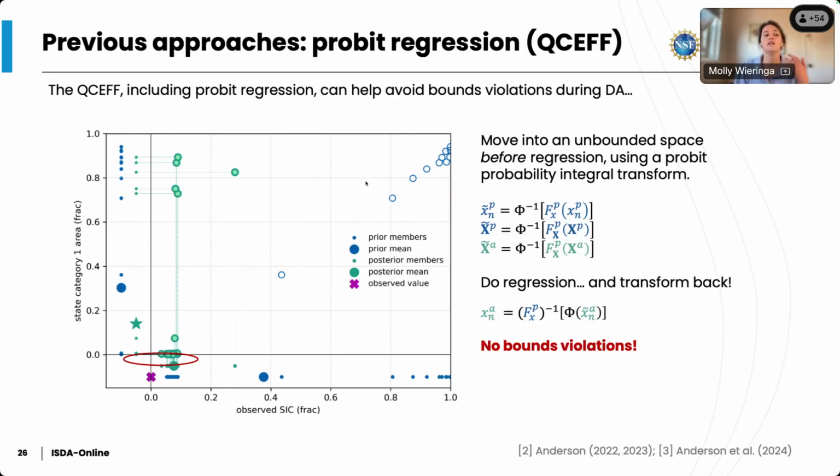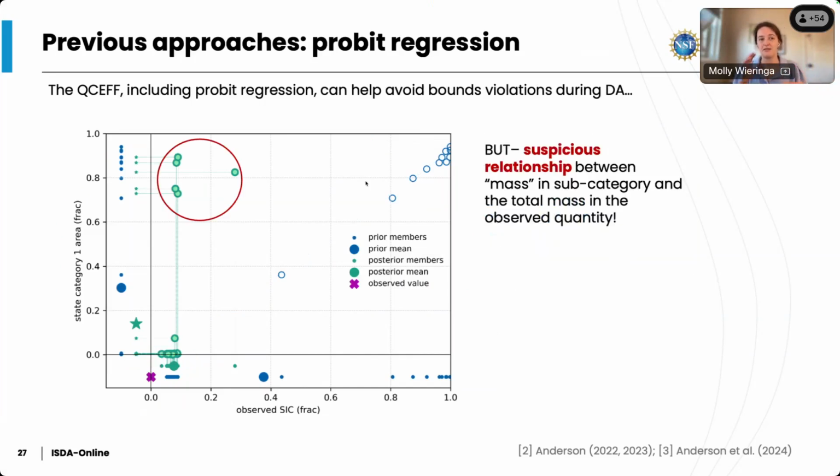So that's a really nice feature, but one kind of alarm bell about this method is that we can see that there can arise a suspicious relationship between the mass in a subcategory and the total mass in the observed quantity.